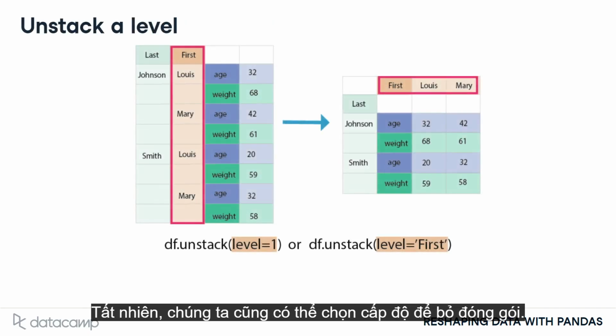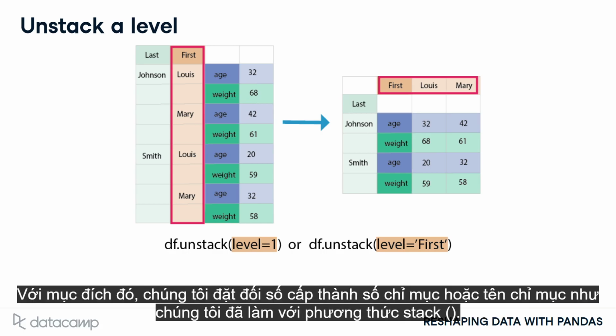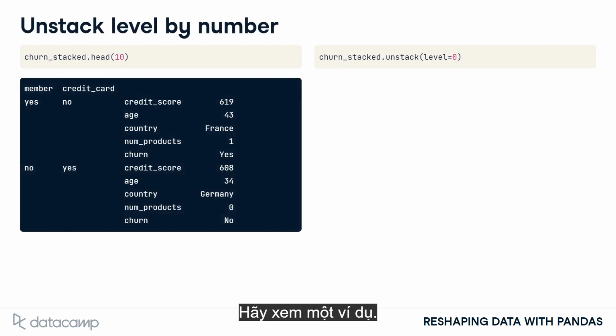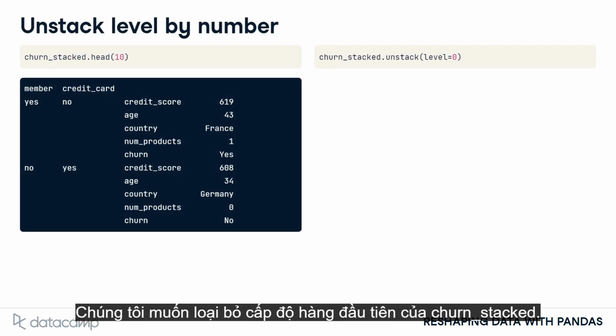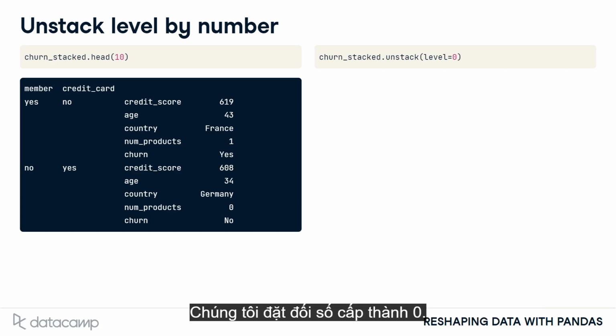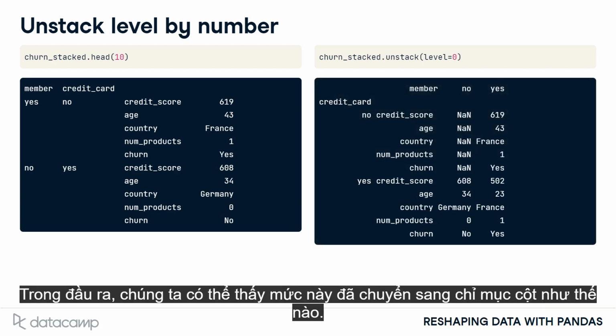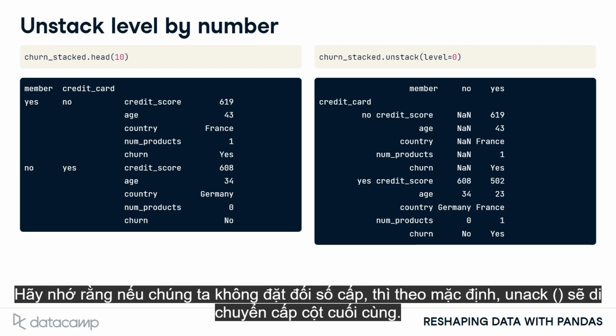Of course, we can also choose which level to unstack. To that aim, we set the level argument to the index number or the index name, as we did with the stack method. Let's see an example. We want to unstack the first row level of churn stacked. We set the level argument to 0. In the output, we can see how this level has moved to the column index. Remember that if we don't set the level argument, unstack moves the last column level by default.